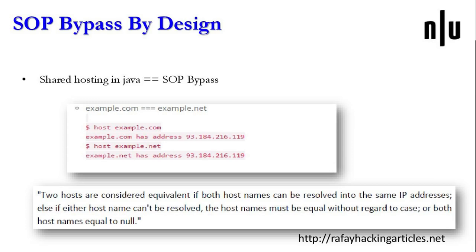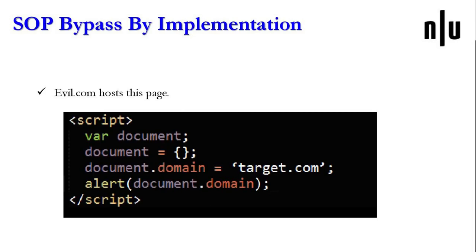Now I'll talk about SOP bypass by implementation. This was found in Internet Explorer 6 by Gareth Heyes. All you have to do to bypass the policy is set document.domain to target.com and simply alert document.domain. If you try to do this in a modern browser, it would trigger an exception. It would say that it's not a suffix of target.com, and for that very reason it would not be able to set the origin.